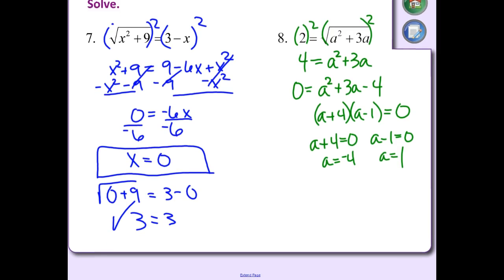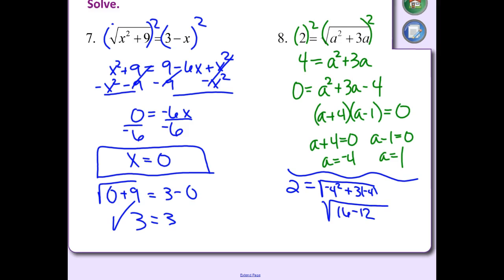So if I go to check them, okay, let's try the -4 first. We've got 2 equals the square root of -4 squared plus 3 times -4. Well, that's going to give me 16 minus 12. So we've got 2 equals the square root of 4. So 2 equals 2, and that works. So we're going to accept -4.